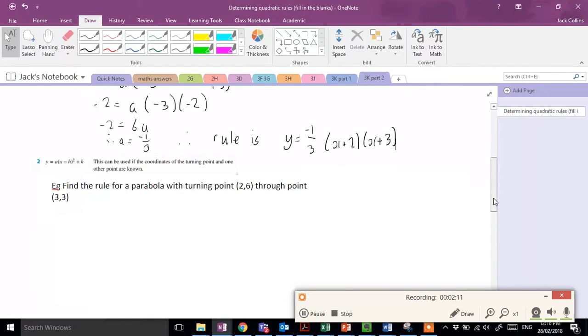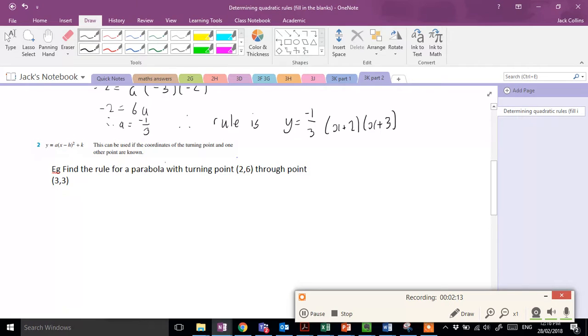The second way that a parabola can be given is in this form, if you know the turning point, so they give you the turning point, and one other point that's known. Okay, so for example, find the rule for the parabola with turning point (2, 6) through the point (3, 3). So you'd write out the equation in this form. So y is equal to a, which we don't know yet, outside of (x. Now the x coordinate for the turning point is 2, which means in the brackets, it goes the opposite way, -2.